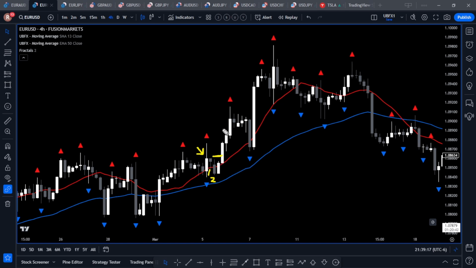Now the market moves up, pulls back, candle 1, candle 2, we get a red fractal across the top. We can place an entry order above that second candle, and then we get triggered in here. Market continues to pull back a little bit, candle 1, candle 2, we get a blue fractal underneath the candle, so we could be placing an entry order long above this second candle.